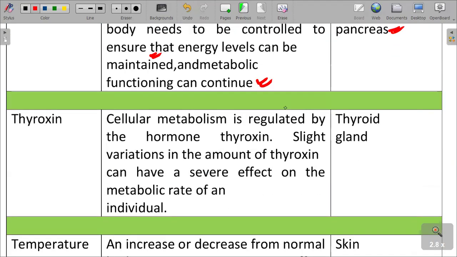And then we can talk about thyroxine as another hormone. Cellular metabolism is regulated by the hormone thyroxine. I'm sure you remember that slight variations in the amount of thyroxine can have a severe effect on the metabolic rate of an individual. We are going to look at this in the near future, where we talk about the specific effects of an over or under secretion of a certain hormone. The target organ of the thyroxine hormone is the thyroid gland.